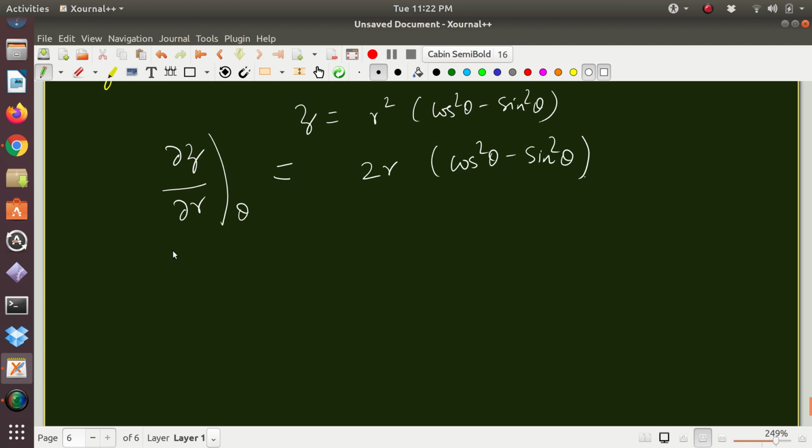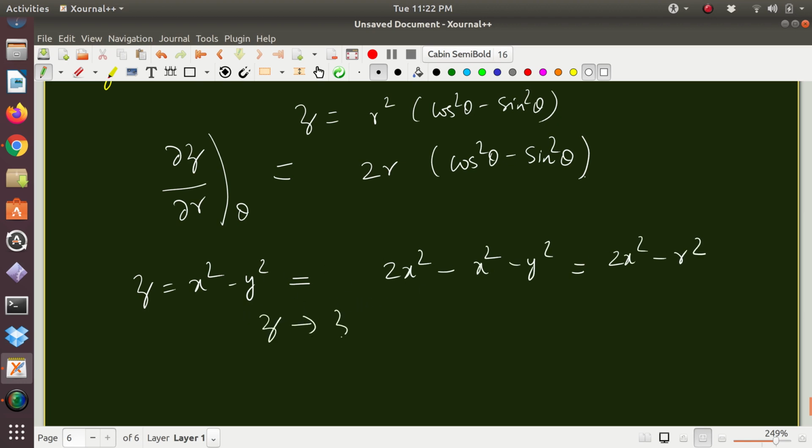Now instead I considered z as x squared minus y squared, which I can rewrite as 2x squared minus x squared minus y squared. So I'm adding and subtracting x squared. So this is 2x squared minus r squared. So this functional representation of z is a function of x and r. The independent variables are x and r. So if I take this functional representation and take a derivative with respect to r, keeping x constant, I'll get minus 2r.